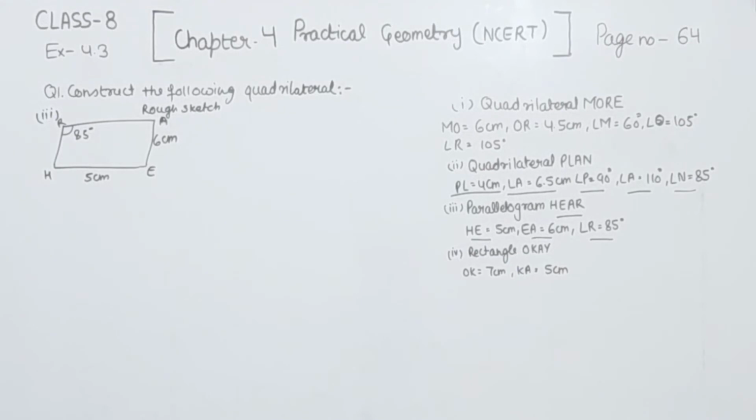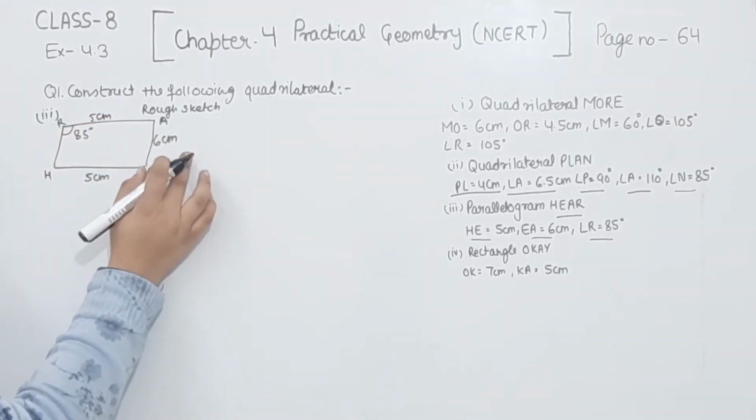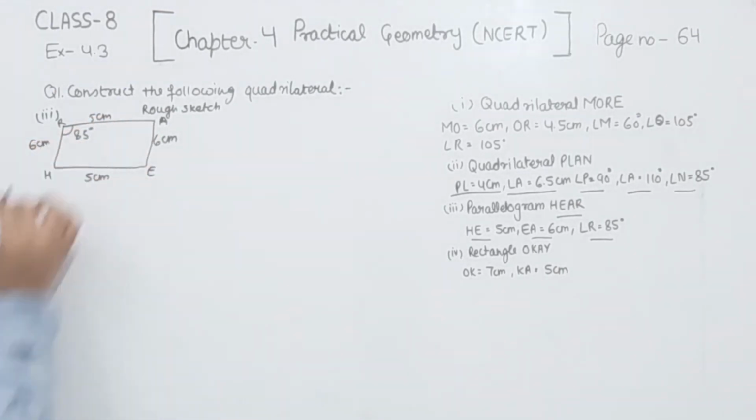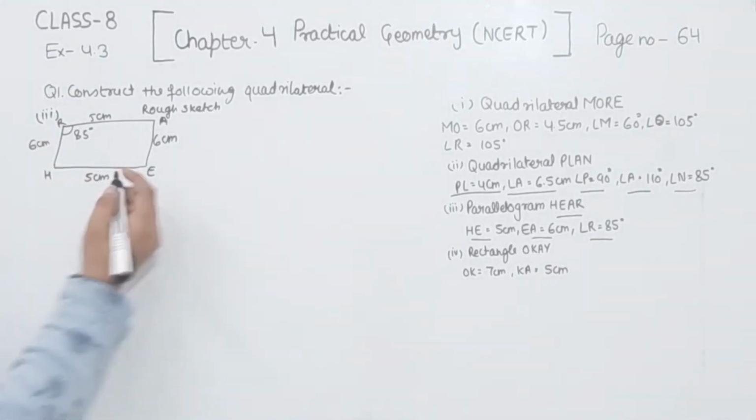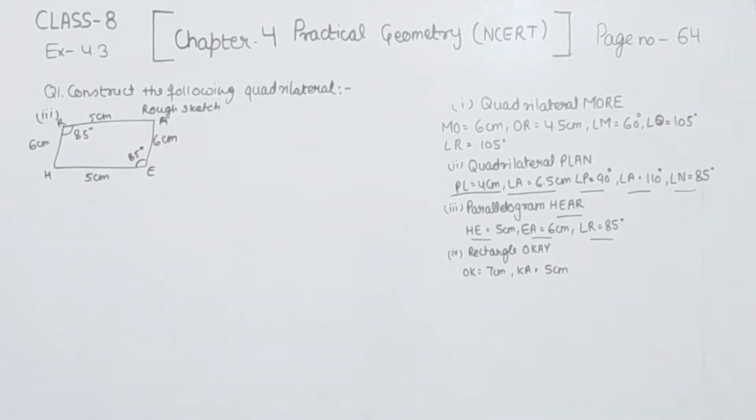Now we are going to construct this one. First of all, we know that in a parallelogram opposite sides are equal. That means this one is 5, then this one will be 5 centimeters; this one is 6, then this one is also 6 centimeters. Now we know that in a parallelogram opposite angles are equal. So this one is 85, then this one will be 85 also.